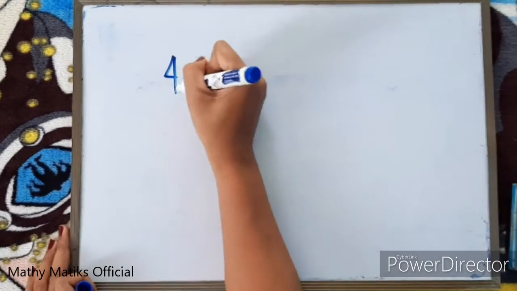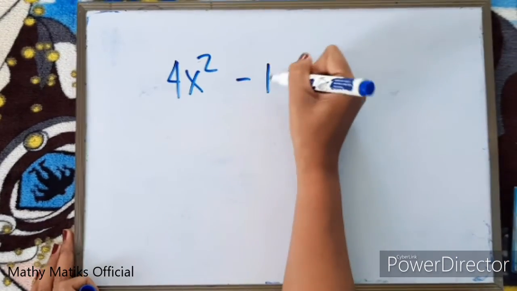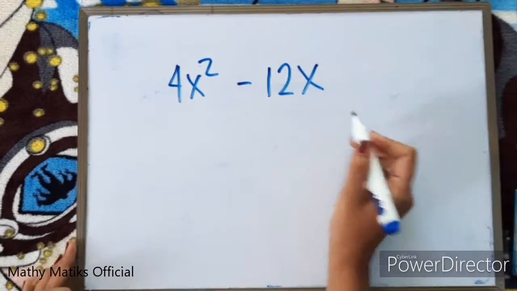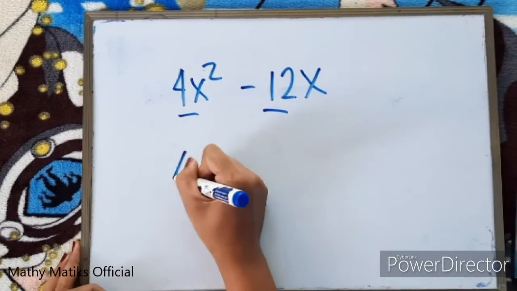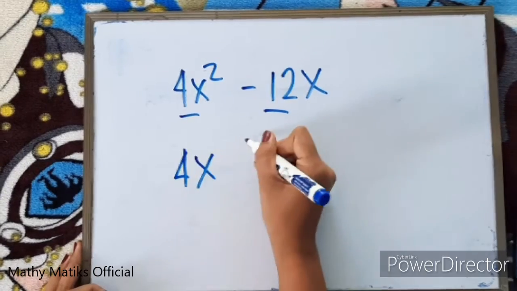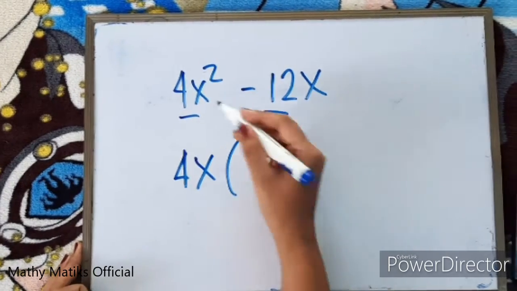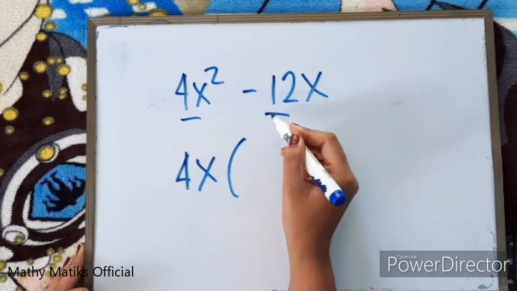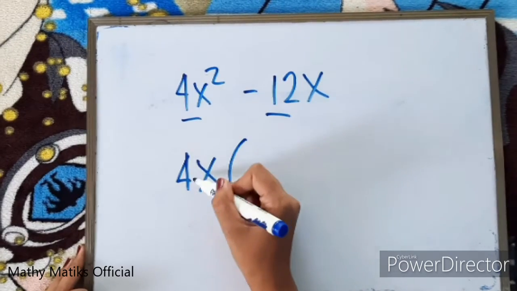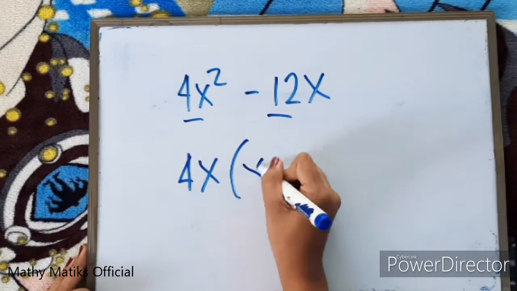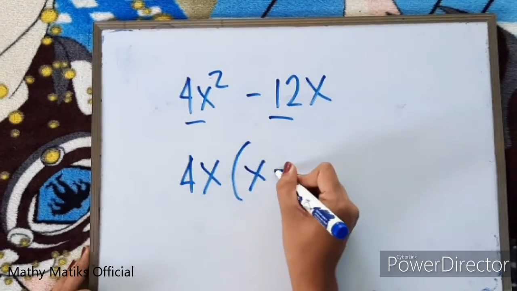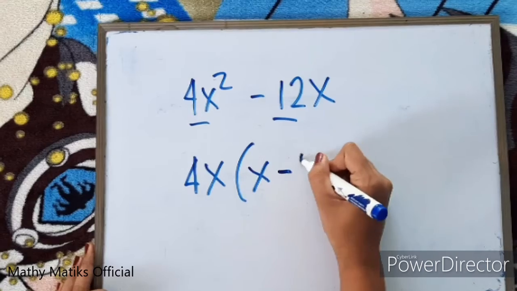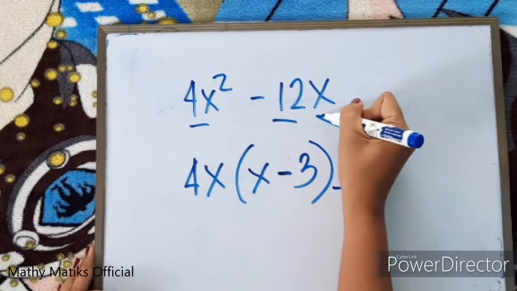Next example, we have 4x squared minus 12x. First step, we are going to get the GCF. The GCF of this expression is 4x. Next, we are going to divide 4x squared minus 12x by our 4x. So 4x squared divided by 4x is x. Negative 12x divided by 4x is negative 3. So our answer is 4x times the quantity x minus 3.